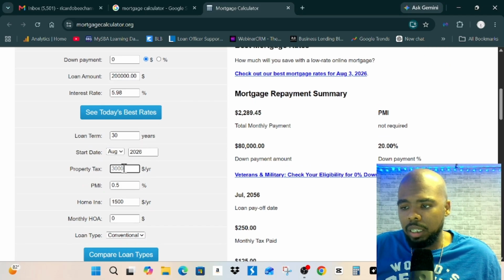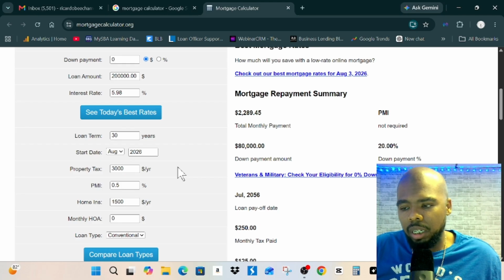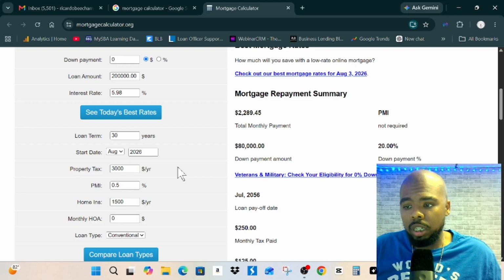So property taxes. When it comes to property taxes, this is something you will have to look up on your own, because property taxes vary from house to house, county to county, city to city. One of the things I typically use is one of my lenders' sites, because it's a lender estimate and it's pretty much spot on for the most part.